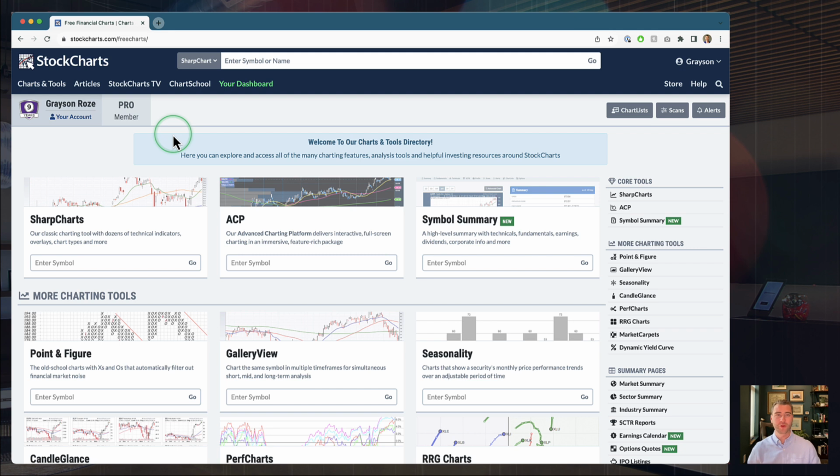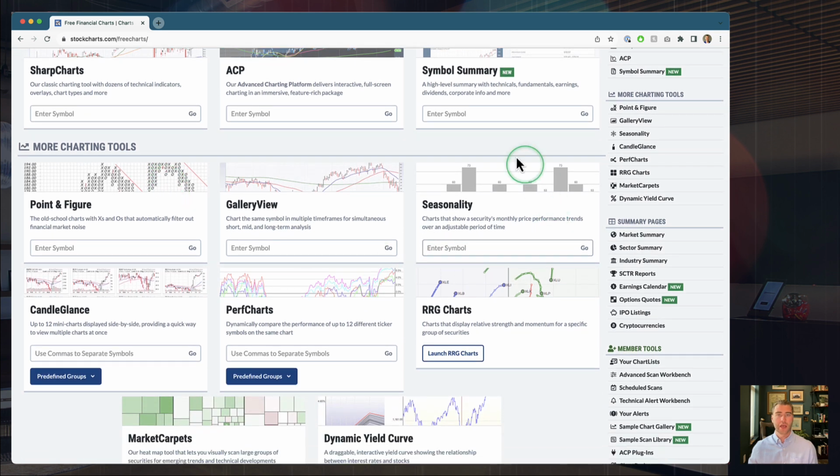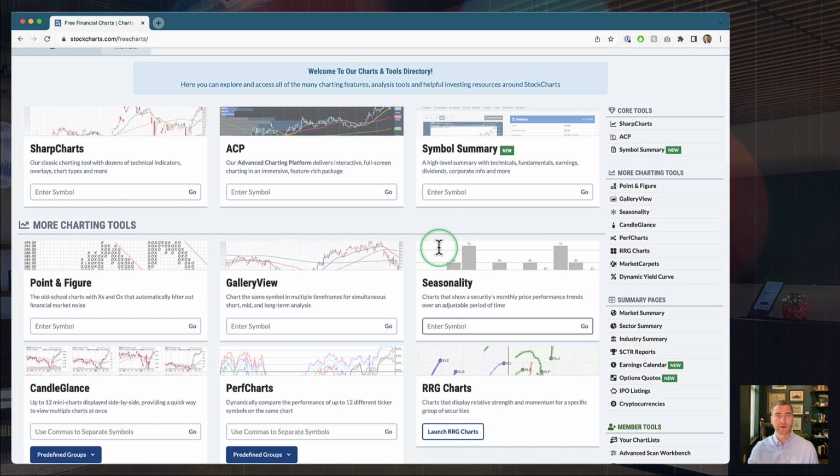So first and foremost, of course, we can't talk about the seasonality charts without talking about how to access them. So we are starting here on our charts and tools page. You can get here by clicking on the charts and tools link in the top left corner of any page around the site. Once you are here, scroll down this page just a little bit and you'll find a card for the seasonality tool. You can type in a ticker symbol right there and click go. You'll be off to the races.